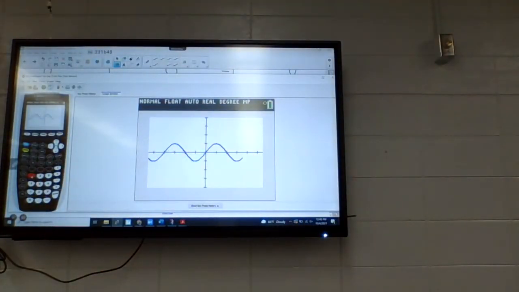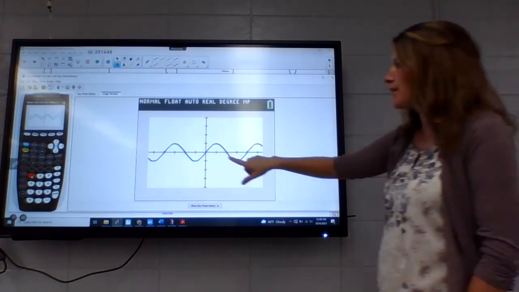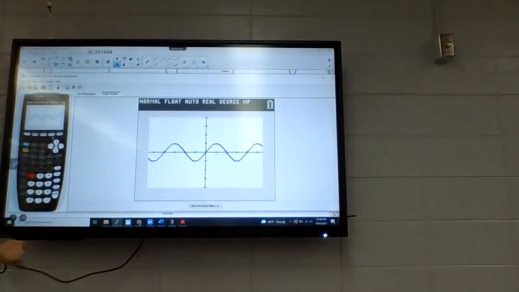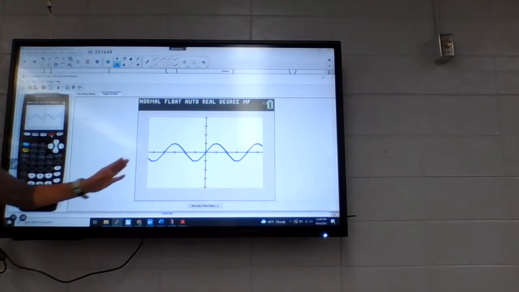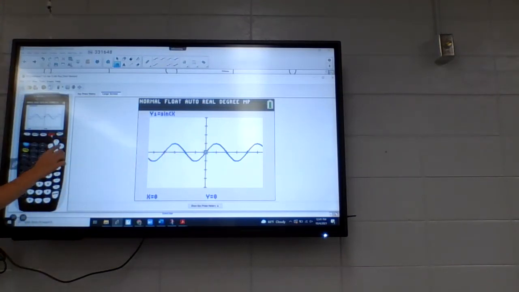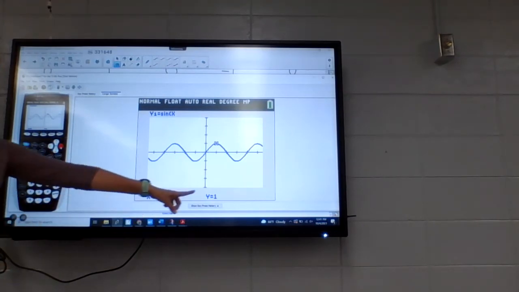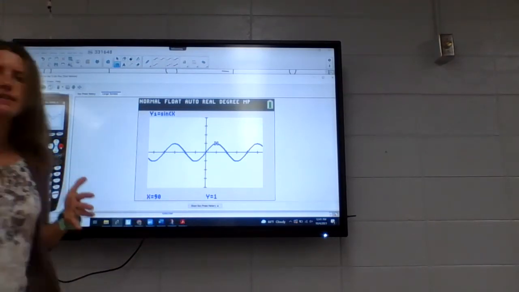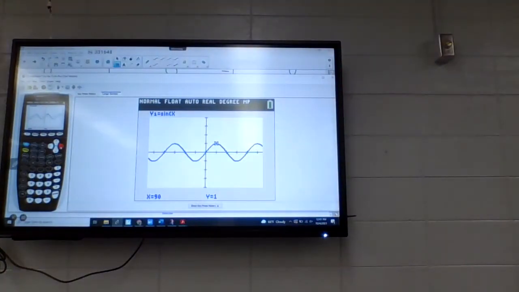If I trace, I'm kind of curious as to what those are. I'm assuming that every line is 90 degrees. So if you look up at the top here, I'm at 90 and 1. So every line is 90. This is zoom trig. That works nicely.